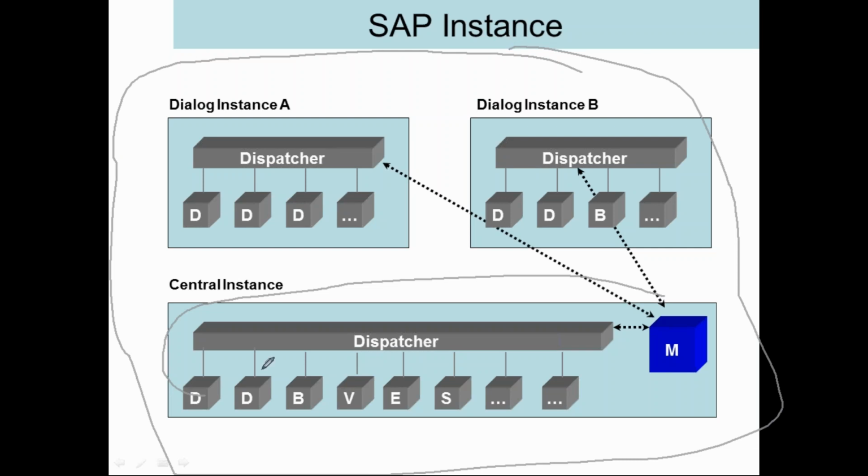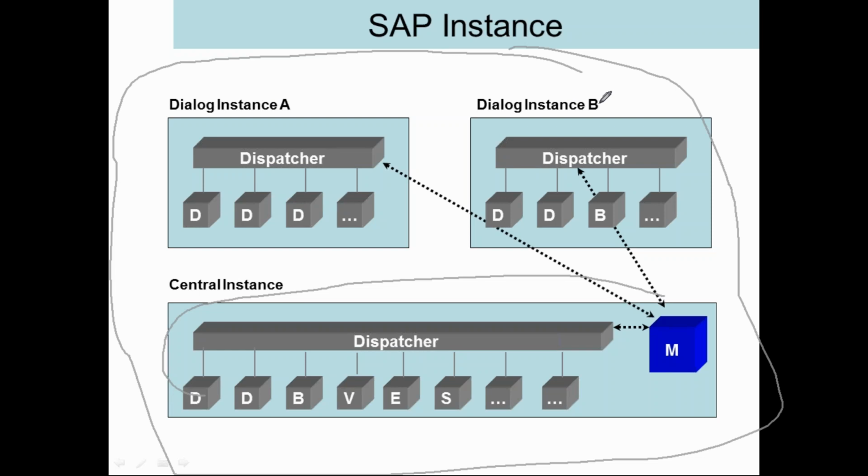One central instance. The central instance will have dialog, background, update, enqueue, and spool, and the message server. Then you have dialog instance A, dialog instance B, and dialog instance C.